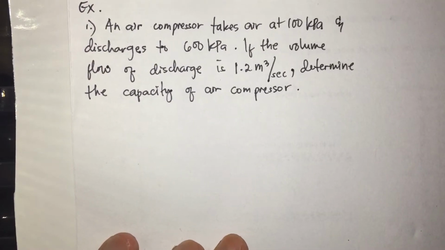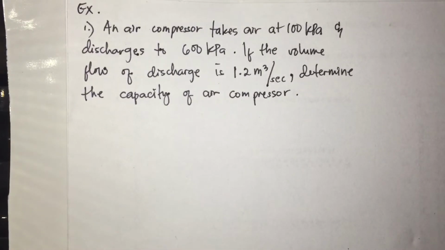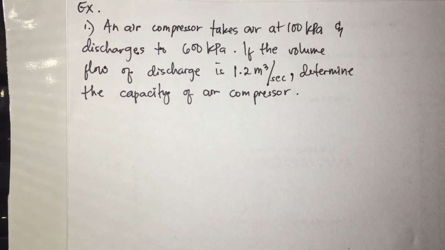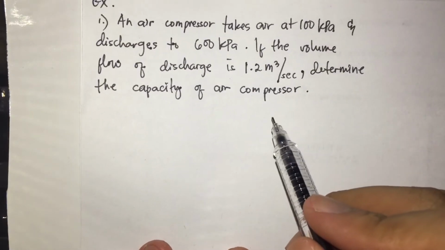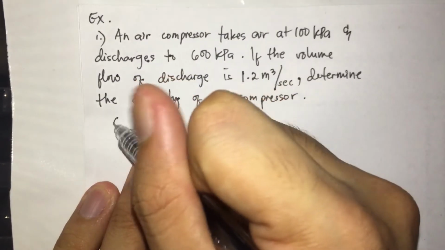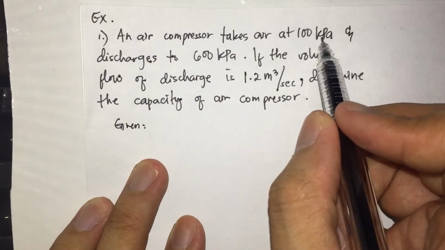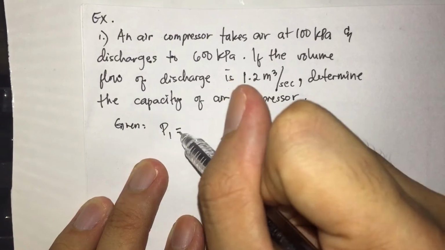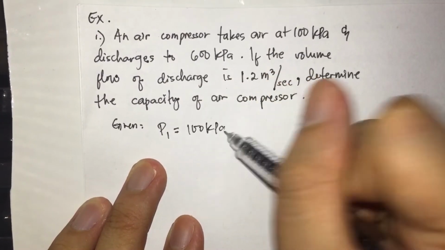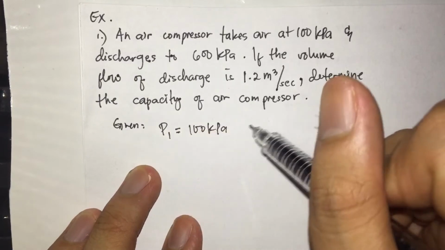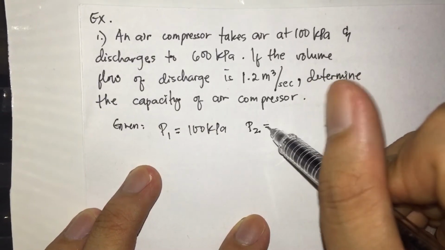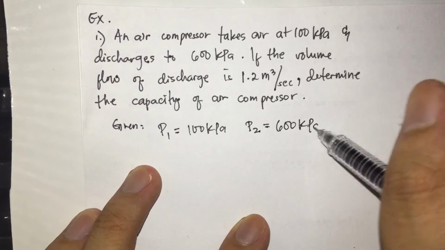If you say capacity of air compressor, what we are looking for is the flow rate at the suction. Okay? So, how fast the air compresses, which in the formula is V1. We are given that the compressor takes air at 100 kilopascal, so that is P1 equals 100 kilopascal, and it discharges to 600, so that is your P2, the discharge point, 600 kilopascal.